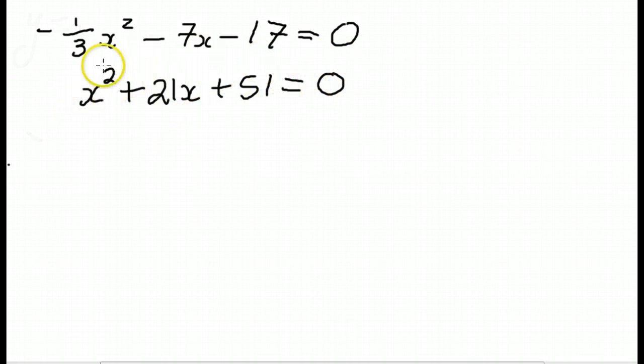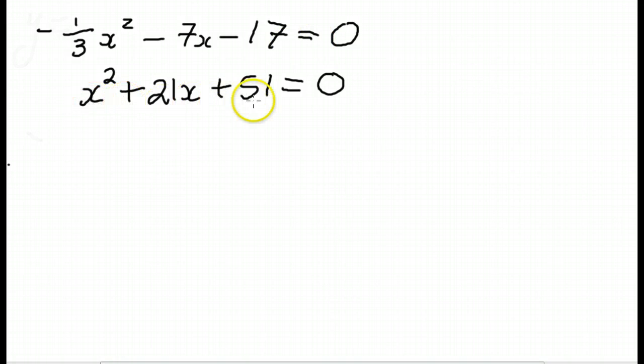Is the graph of this the same as the graph of this? No. But they do have the same x-intercepts, and that's all we're interested in finding. That's what allows us to go through and multiply by the negative 3 as long as we do it to both sides, and it's 0 that's the key.